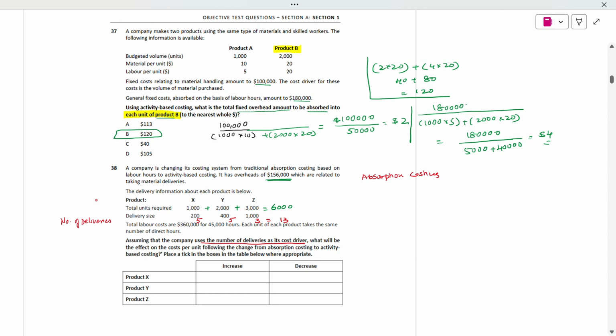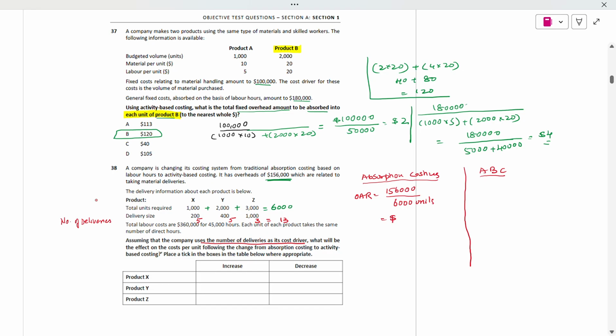Doctor, we take 156,000 divided by 6,000 to get the rate. And then we multiply it by the number of deliveries, which is 1,000 divided by 200. So we get 5. See, now you can see the difference between absorption costing and ABC costing. So for absorption costing, we take 156,000 divided by the total amount of units, which is 6,000. Now we got our OAR.